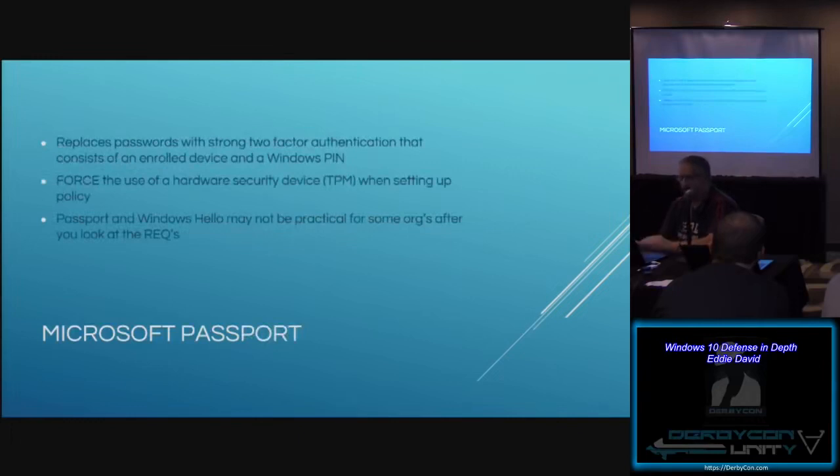So the first thing I'm going to get started with is Microsoft Passport. Passport is meant to replace passwords with 2-factor authentication. So basically you're enrolling a device with a Windows PIN, and you have the option to force the use of a hardware security device such as a TPM chip when you're setting up your policies. Once I start getting into these, you're probably going to notice that Passport and Windows Hello may not be practicable for some of your organization's environment. So this is just one of those things to pay attention to, be aware.